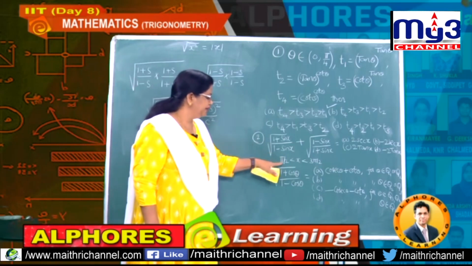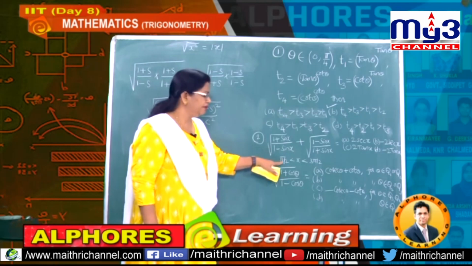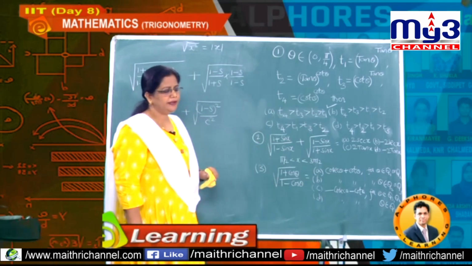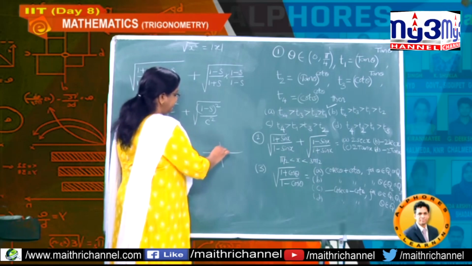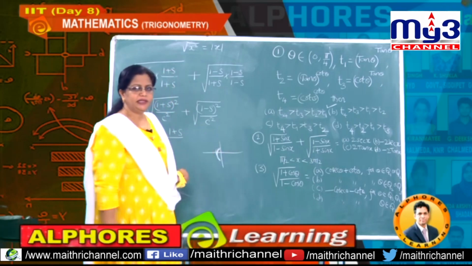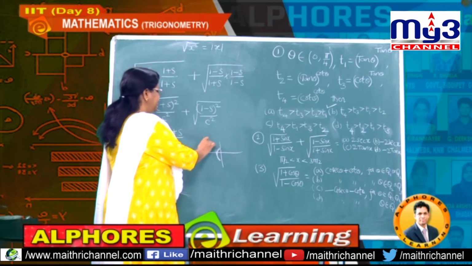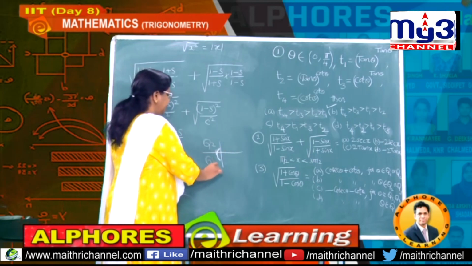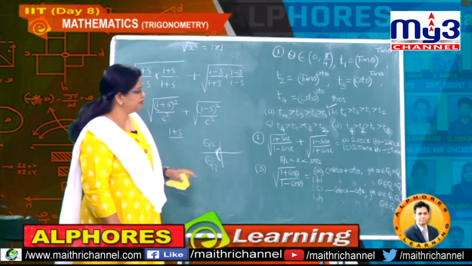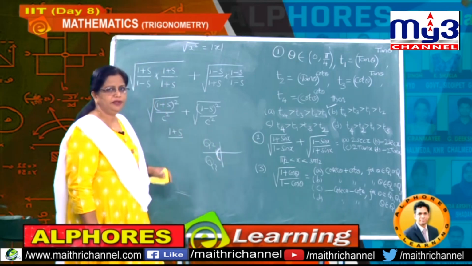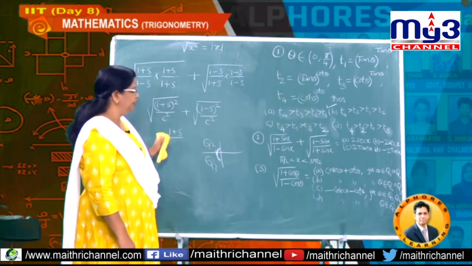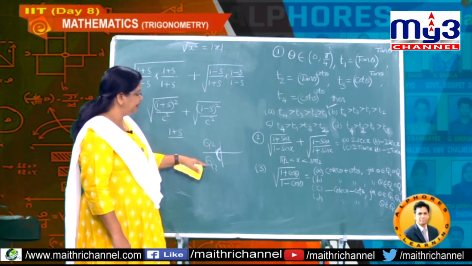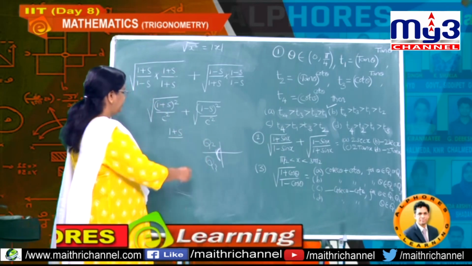The x value is moving from the second quadrant to the third quadrant. That means it is moving from 90 to 180 degrees. As it is 90 to 180, it is covering the second quadrant and the third quadrant. In these two quadrants, the sine value is negative. Here it is positive, here sine is negative, whereas cos is completely negative in these two quadrants.